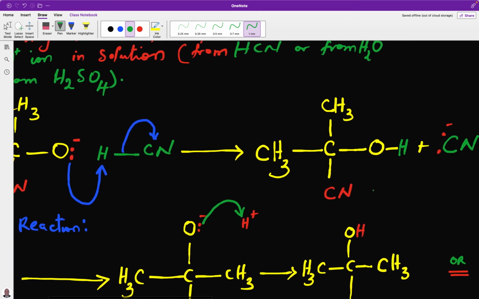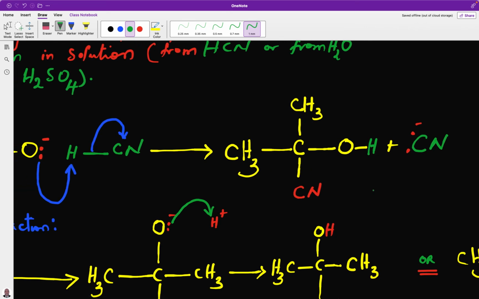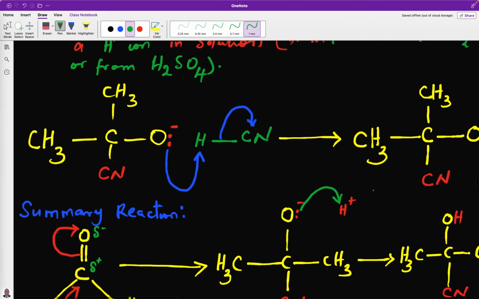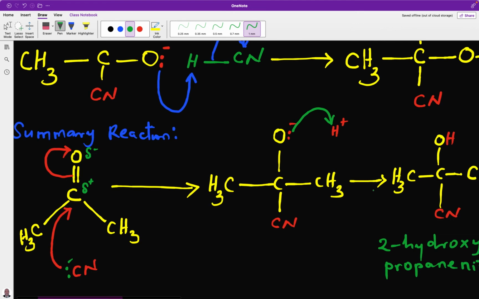Now, this is the product that is formed, and the cyanide ion is generated. I now summarize it using a single reaction. We have the propanone there, nucleophilic attack. You see the movement of the electron pair to the partial positive carbon, then an electron pair to the electronegative oxygen.